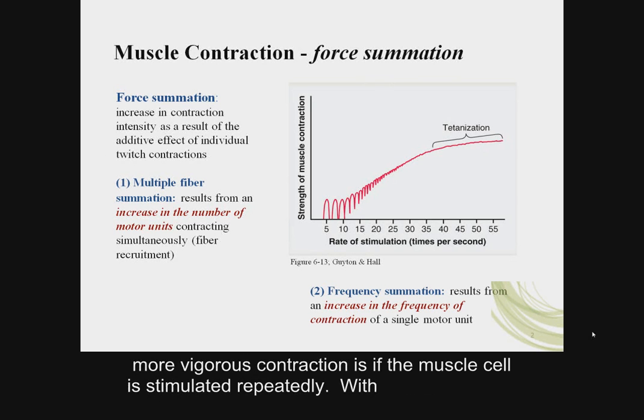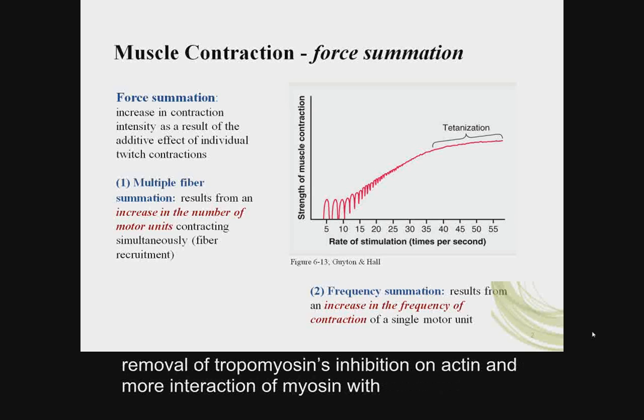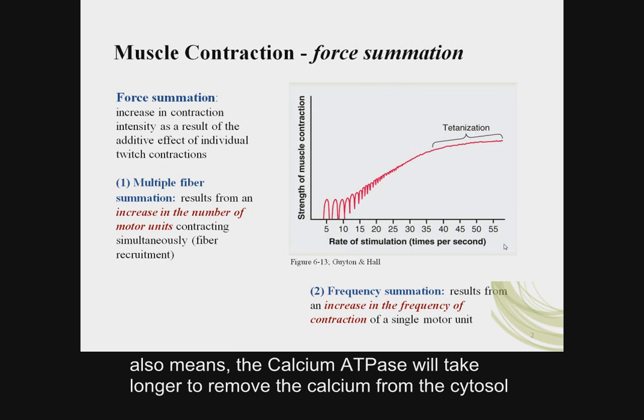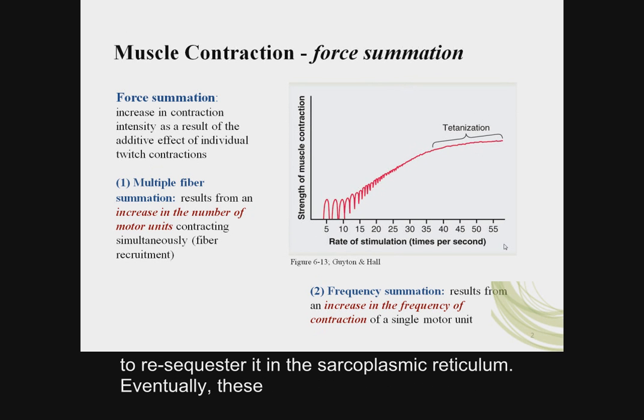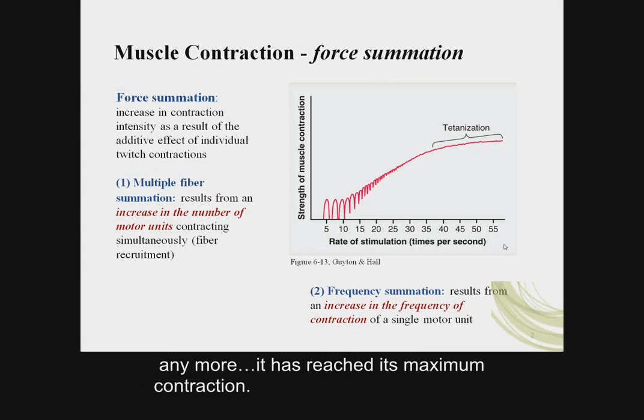The other way a whole muscle can generate a more vigorous contraction is if the muscle cell is stimulated repeatedly. With every stimulus, more calcium is dumped into the cytoplasm. More calcium means prolonged removal of tropomyosin's inhibition on actin, and more interaction of myosin with actin. More interaction or power stroking with actin means more contraction. It also means the calcium ATPase will take longer to remove the calcium from the cytosol to resequester it in the sarcoplasmic reticulum. Eventually, these contractions will lead to fused tetany. That means the whole muscle cannot shorten anymore. It has reached its maximum contraction.